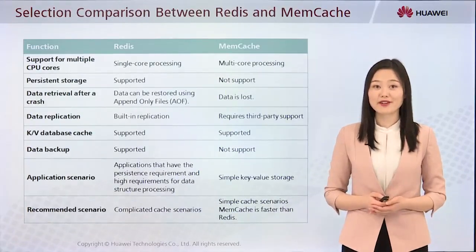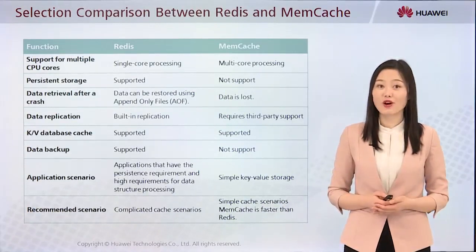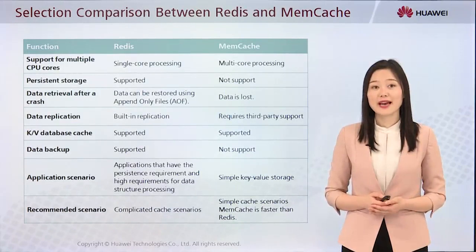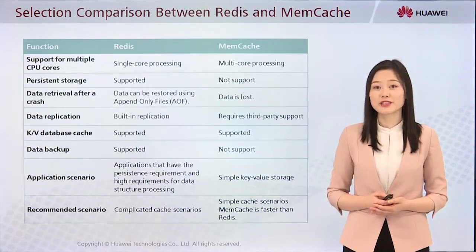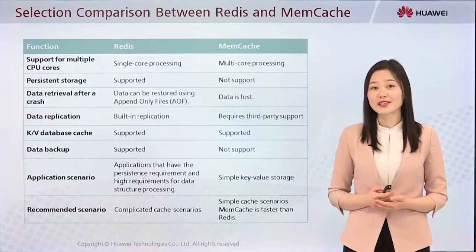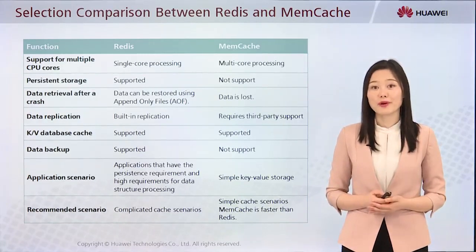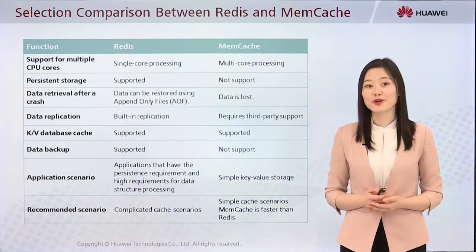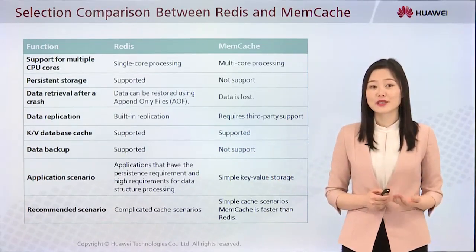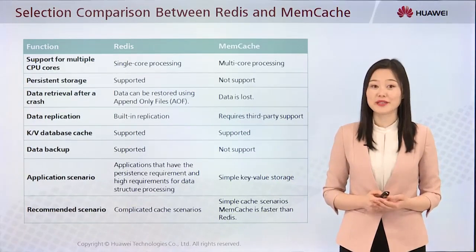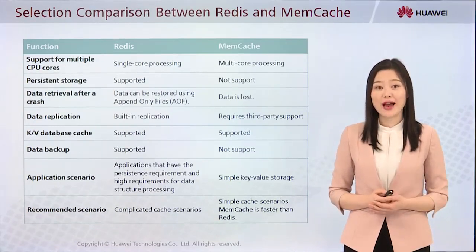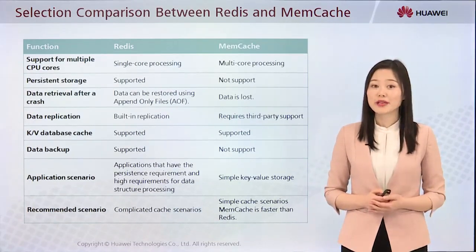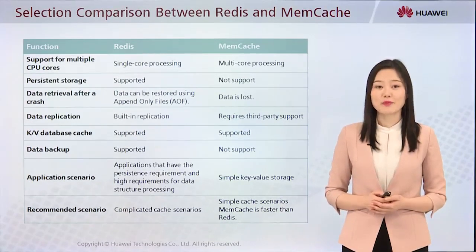Now that we have covered the functions and characteristics of Redis and MemCache, let's look at a scenario where the two distributed technologies are used and discuss in which scenario is more appropriate to choose, Redis or MemCache. Looking at this table, we can see that Redis is more suitable for complicated cache scenarios, such as scenarios that have requirements for persistence, have high requirements for data structure processing, or have a variety of data types. For simple key value scenarios, MemCache is more suitable.